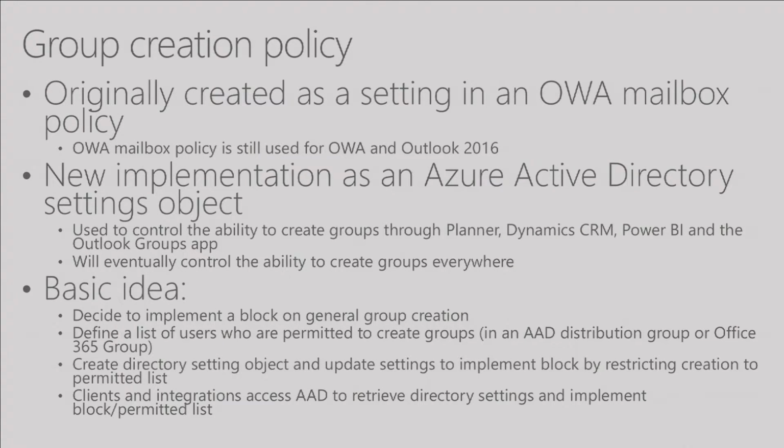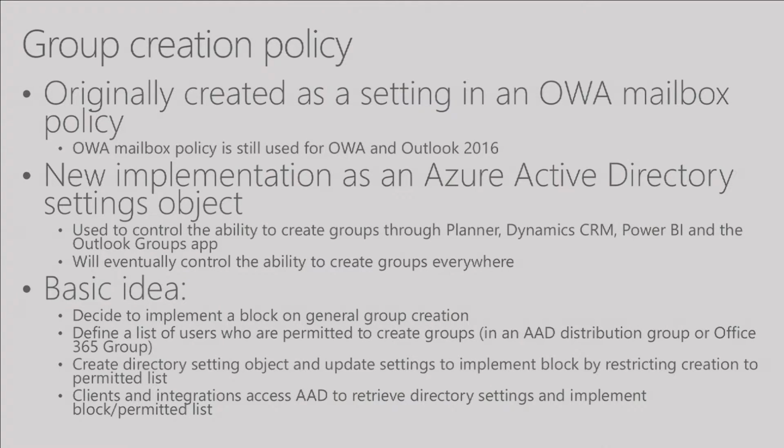So we have a group creation policy. Now, in fact, today we're in the middle of a transition period, so we have 2 policies. The history of it was, when groups first came out, the first client was OWA. And the first target audience was really the Exchange audience, I guess. So a pretty logical decision saying, oh, how are we going to control groups? Bright idea. Let's put a setting in the OWA mailbox policy to control groups. And that's fine, and it's still used today to control group creation for OWA and Outlook 2016.